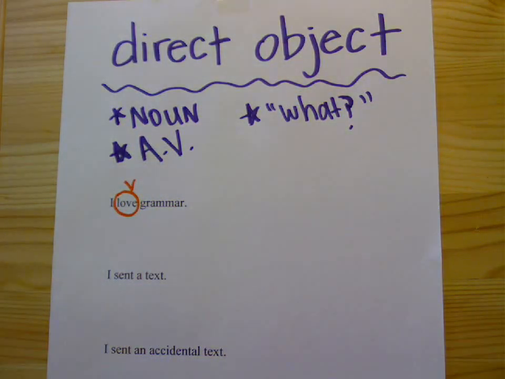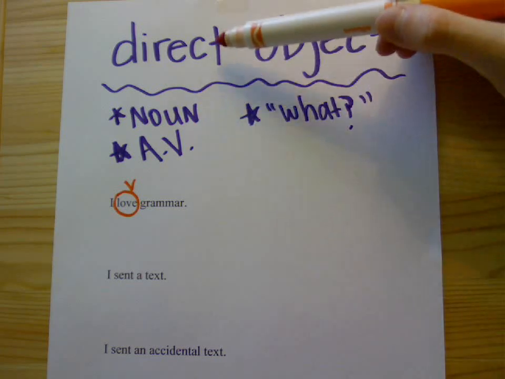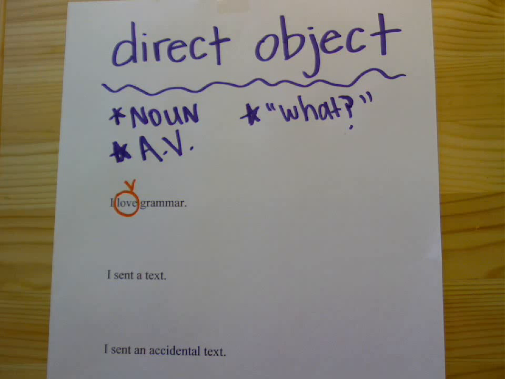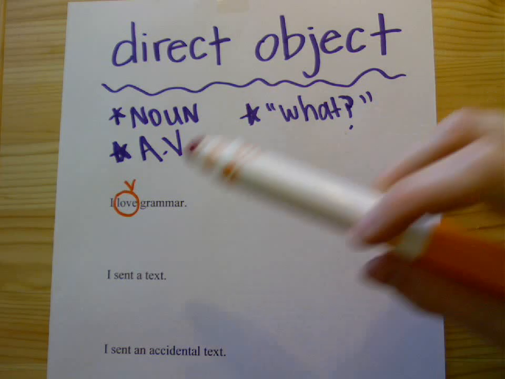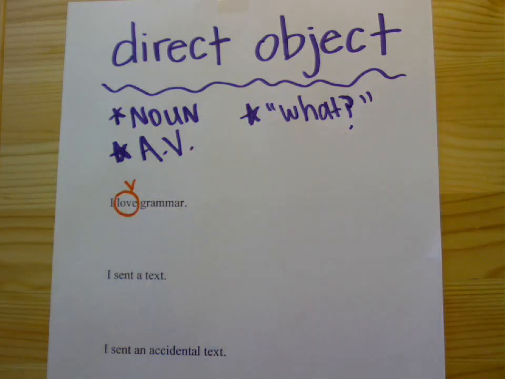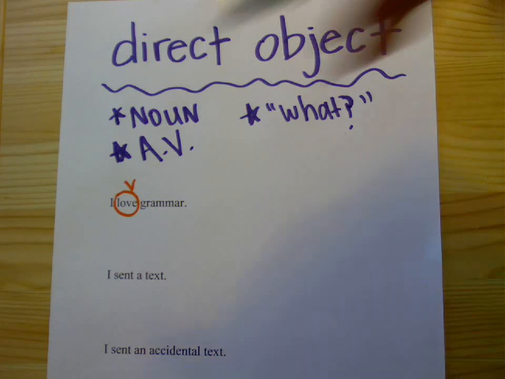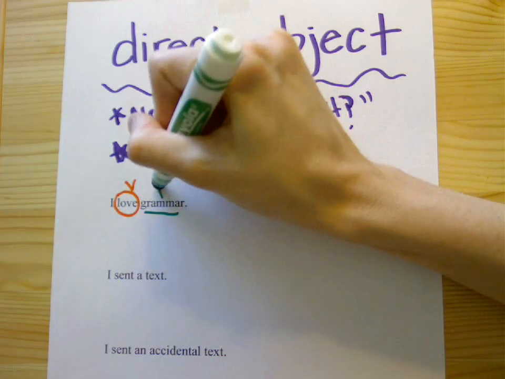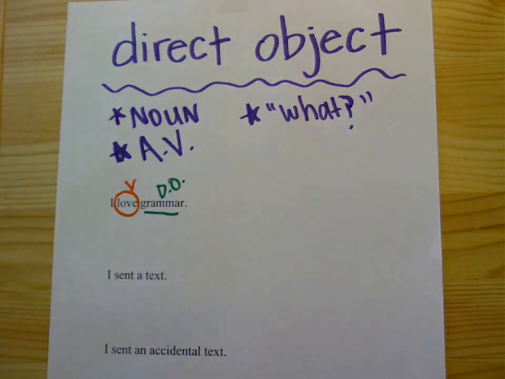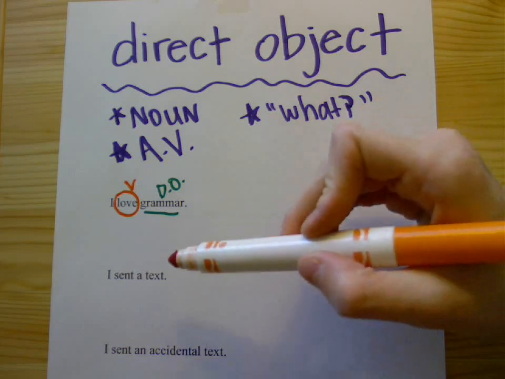Now, is it an action verb or a linking verb? Well, it's an action. It's something that's being done. So it's an action verb, so we know it's quite possible that we're going to have a direct object in this sentence. Now let's ask what of the action verb. I love what? Well, the answer is grammar, so that means grammar is our direct object. So you see how that works on a simple sentence like that? Let's try another one. Let's look down here.